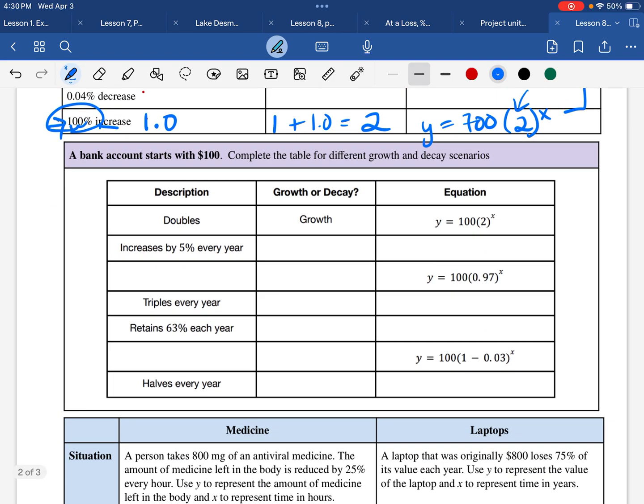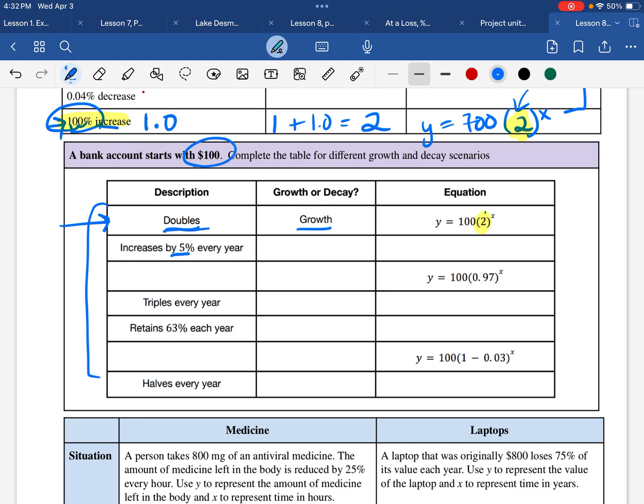And then down here, you have some things to fill out. So the first one is done for you. We have a description. Now we're starting with $100. And in this first row, we're looking at the scenario, what happens if it doubles every year? Well, that would be growth, right? And our growth rate, you would see that here, the 2, it doubles. So that's just like this one up here, where it was 100% increase. 100% increase is the same as doubling.